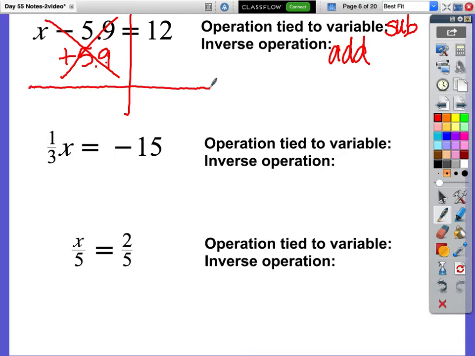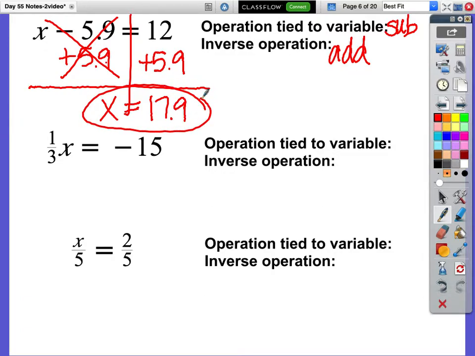Now remember, whatever you did to the left side of your equation, do exactly the same thing to the right side of the equation. And when you do that, you get x equals 17.9. 17.9 equals x is an alternate answer to that.